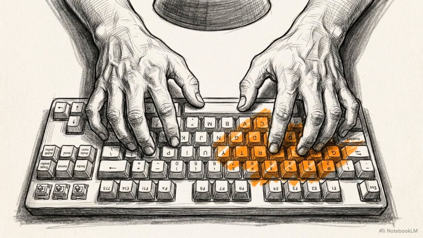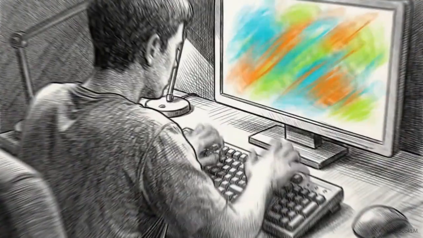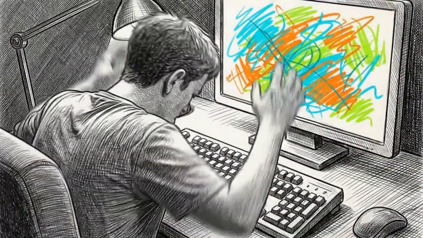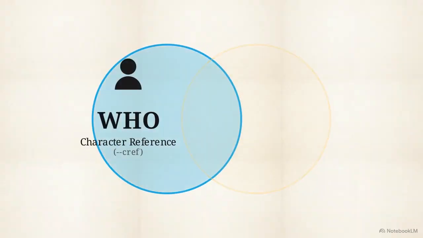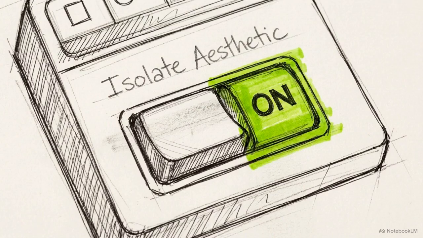Here is where many users run into trouble. They try to control the identity of their subject and the artistic medium at the exact same time, using the same commands. This diagram shows how to separate them. Character reference strictly controls the who, managing the physical identity of your subject. Style reference controls the how, dictating your artistic medium, texture, and lighting. By using specific parameters in the interface, you can isolate the aesthetic style completely away from the subject.